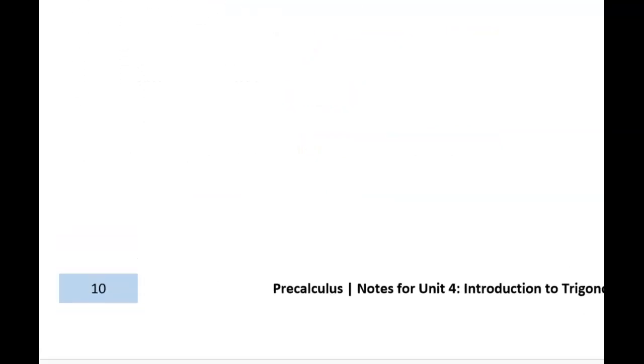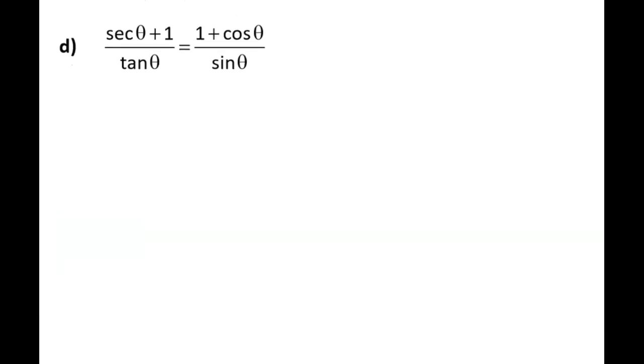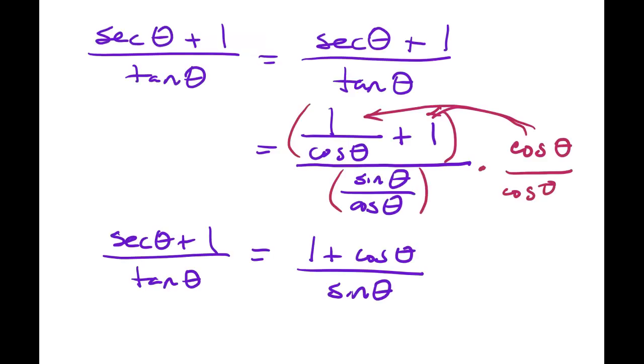All right, and one more. And that one is secant of theta plus 1 over tangent of theta is equal to 1 plus cosine theta over sine theta. Pause the video and try this one on your own. All right, here's this last proof. We can take the secant of theta, re-express it as 1 over cosine, and take the tangent and re-express it as sine over cosine. Then we can simplify our complex fraction by multiplying through by a factor of cosine theta, and that gives us exactly the target of 1 plus cosine theta over sine theta. And that's it for this lesson.